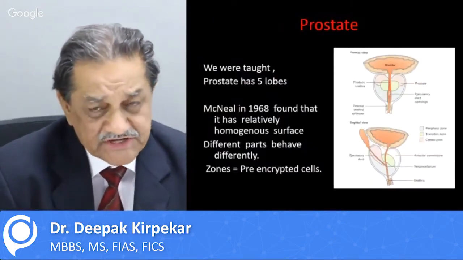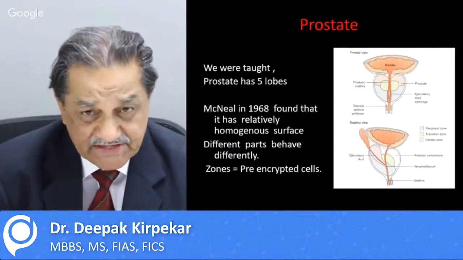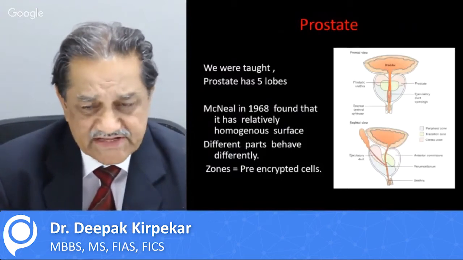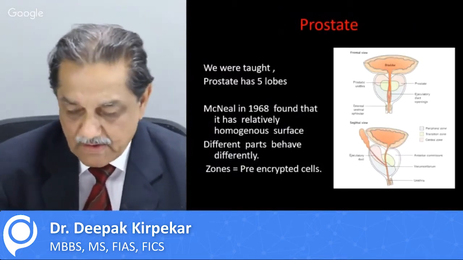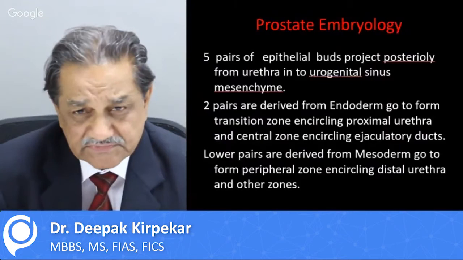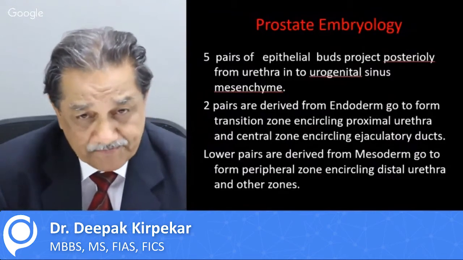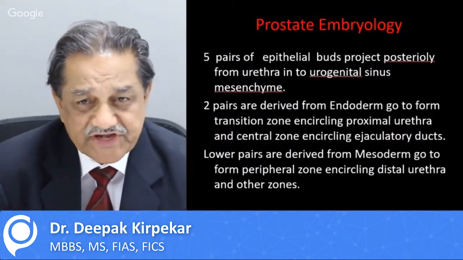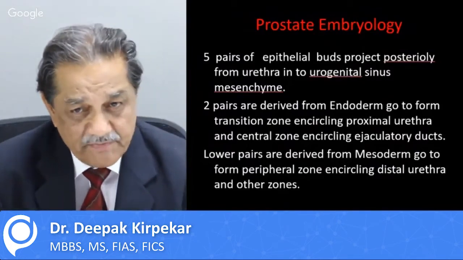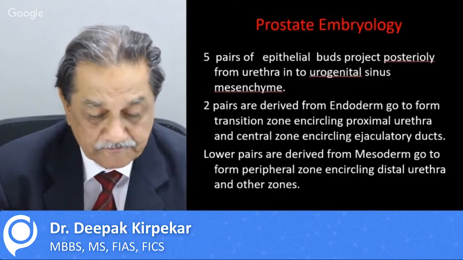From 1856 onwards, Gray taught us the prostate has two lobes, until McNeal in 1968 realized that it has a uniform cut surface, but different parts behave differently. The cells are pre-encrypted. Embryologically, urethral buds develop into the prostate. We are mainly interested in two pairs which derive from endoderm. Proximal is the transition zone, which encircles the proximal urethra, and the central zone encircles the ejaculatory duct. The remaining three zones encapsulate both the earlier zones, forming the peripheral zone.